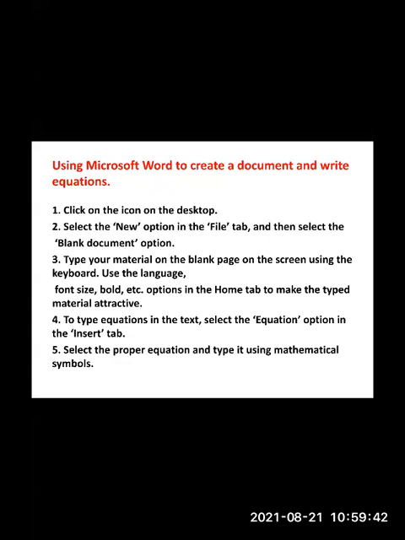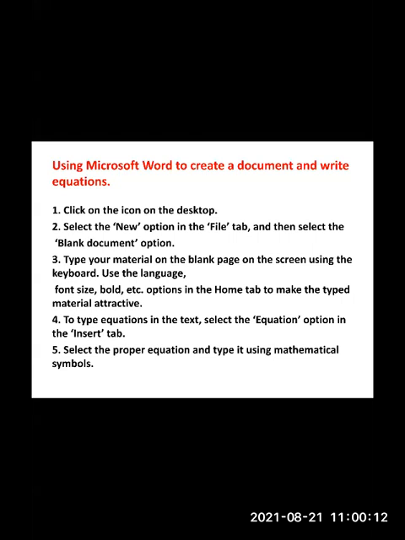Okay. Now the steps are given in the screen. First of all, what we have to do? We have to click on the icon on the desktop. There's an icon in the desktop. You all might be knowing what it is, written as Microsoft Word, capital letter W. So that icon is there in the desktop. Whenever you will open the computer, you can see that icon. So what you have to do, click on that.